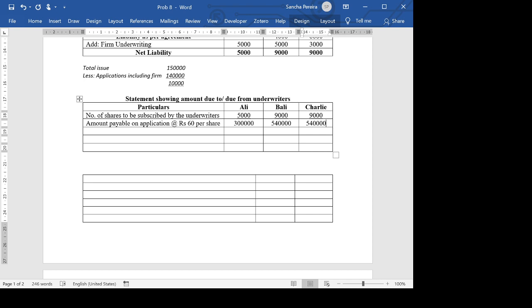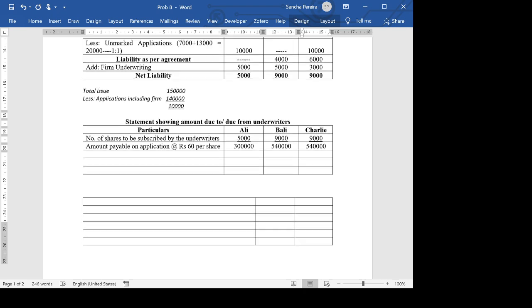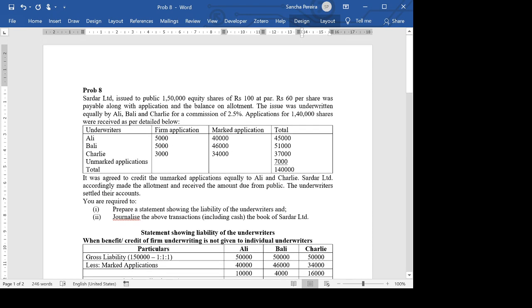But we know that out of these amounts, the underwriters have already paid on part of the shares. That is the firm underwriting which happened right in the beginning. Like I said, the moment you express your intent to purchase shares, you need to pay the application money. So right in the beginning, even before the public issue is made, the underwriters had agreed to take up a certain number of shares under firm underwriting. That means the amount has already been paid on firm underwriting.